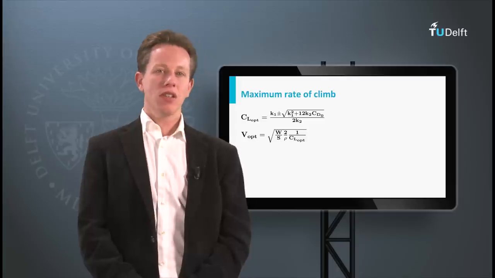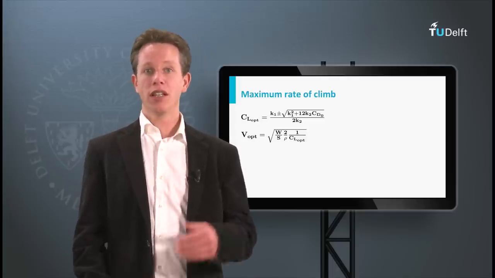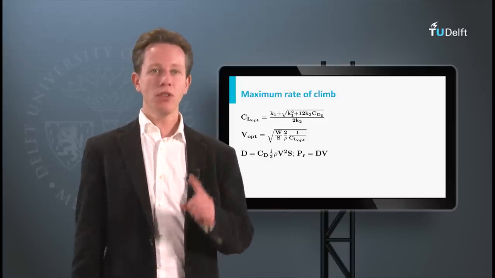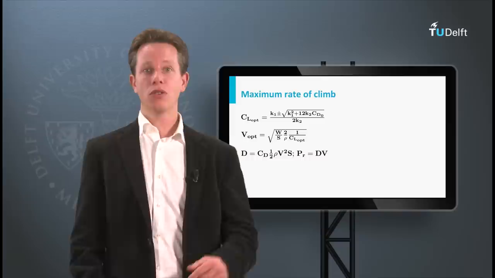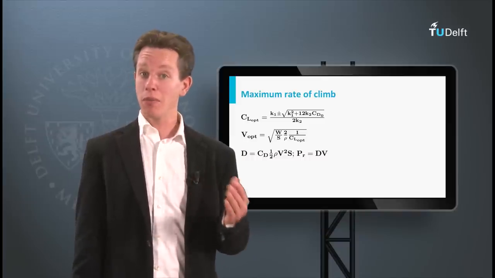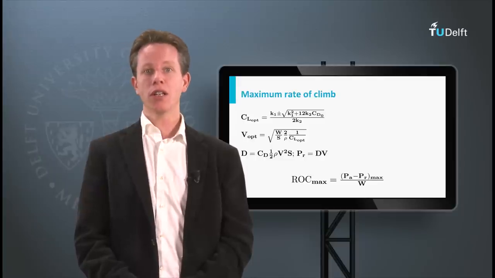Now when the CL is known, the drag coefficient can also be calculated with the lift drag polar and thereby also the aerodynamic drag in newtons. Multiplying drag with speed yields the power required, and when the aircraft weight and the value for maximum power available are known, the maximum rate of climb can be calculated.